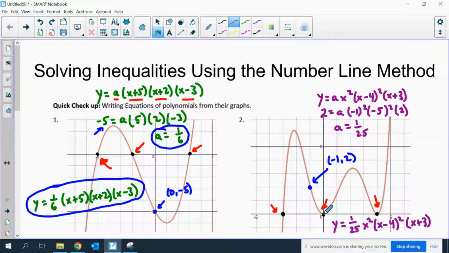Then, since the y-intercept is at 0, we cannot substitute in the y-intercept. We're going to notice that there's a point at -1, 2, and then substitute -1 in for x everywhere. So notice that -1 minus 4 gives us -5, so it doesn't just show up as the number. And then I'll plug in 2 for y, solve for a, and get 1/25, and then I have this equation.